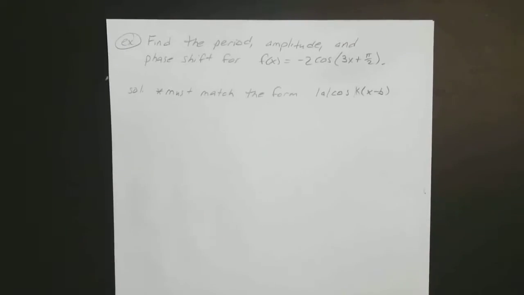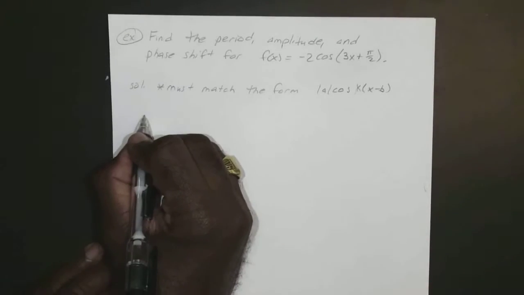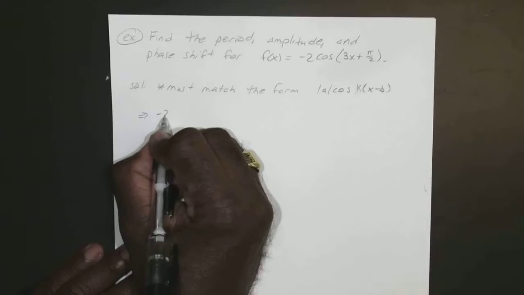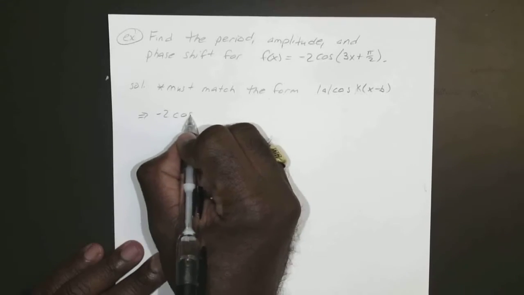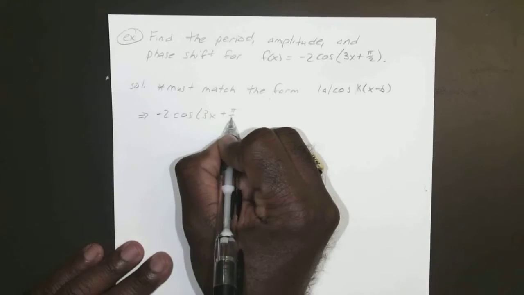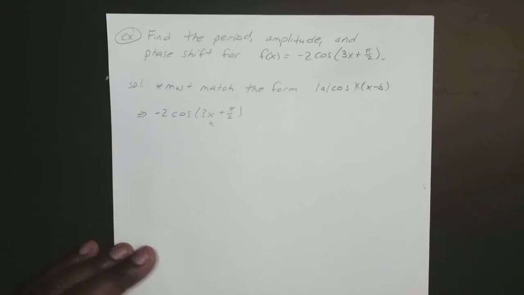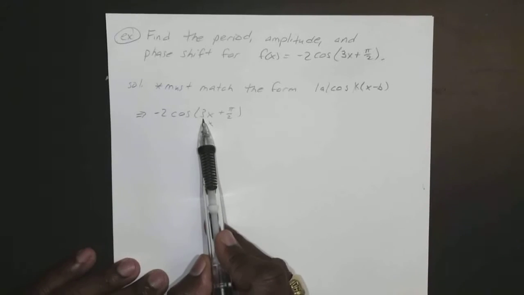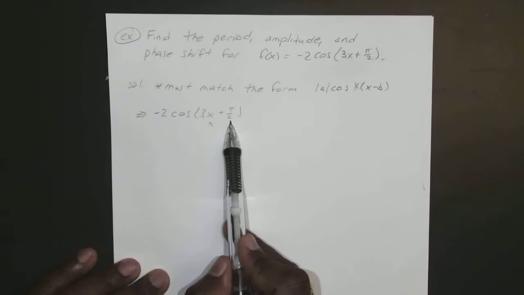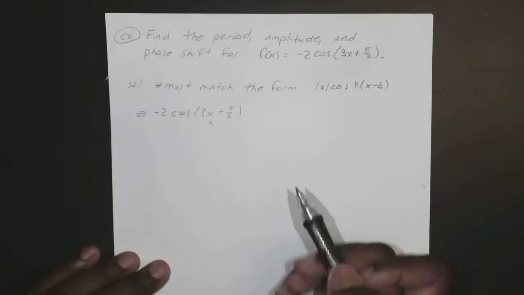There we go. Okay, so it has to match that formula. So to do that, negative 2 cosine of 3x plus pi over 2, we have to get that x by itself, which means we have to factor out that 3. The only problem is we can factor out a 3 here, but we don't have a 3 to factor out there. So if we don't have a 3 to factor out, we put one there.